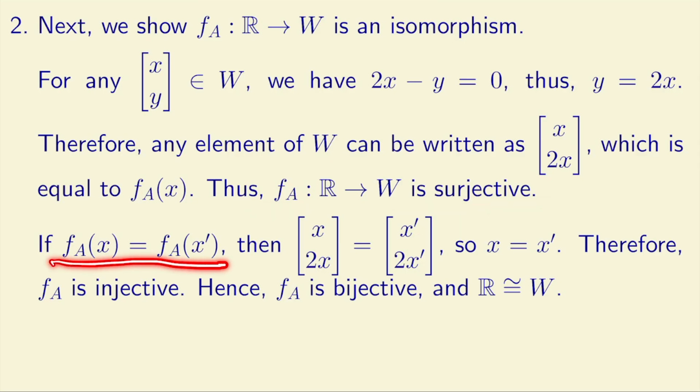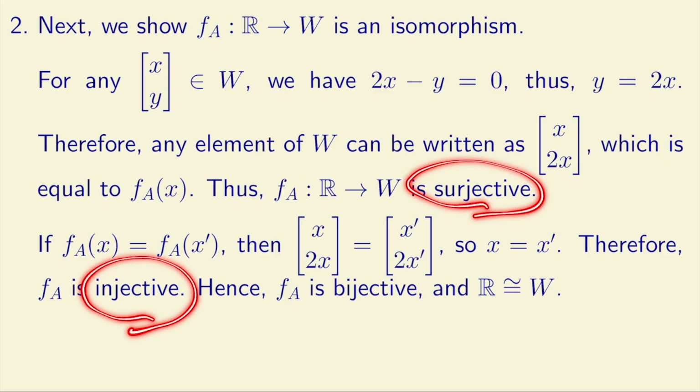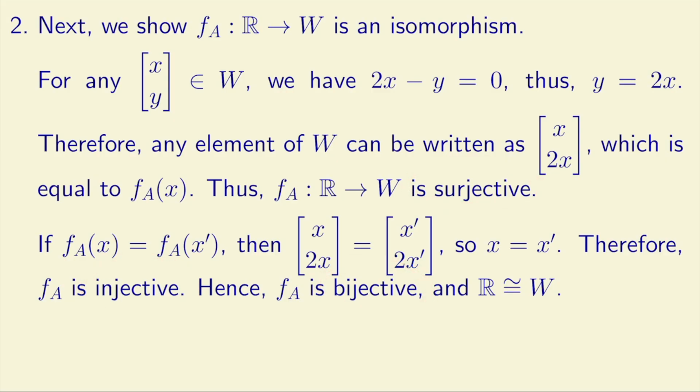f_A of x equals f_A of x prime. That means x, 2x equals x prime, 2x prime. The only way for those vectors to be equal is if x equals x prime. So the inputs must have been the same to begin with. It's injective. Since it's both surjective and injective, it's bijective. And since it's also a linear map, it's an isomorphism. The conclusion is that R and W are isomorphic. They are structurally the same.